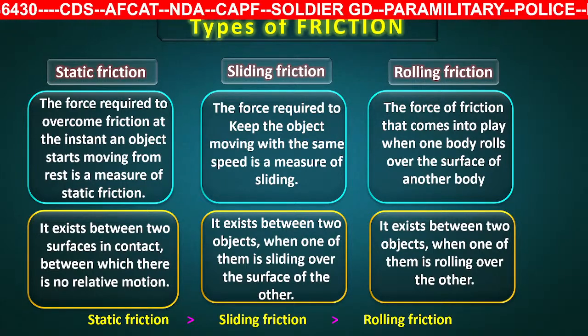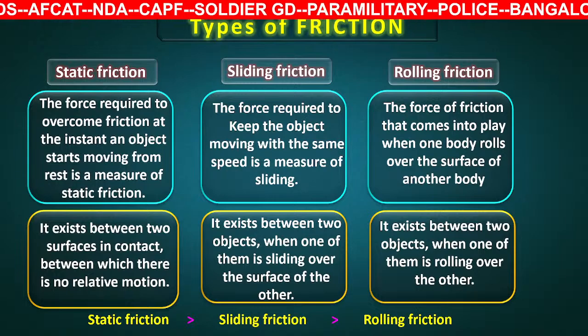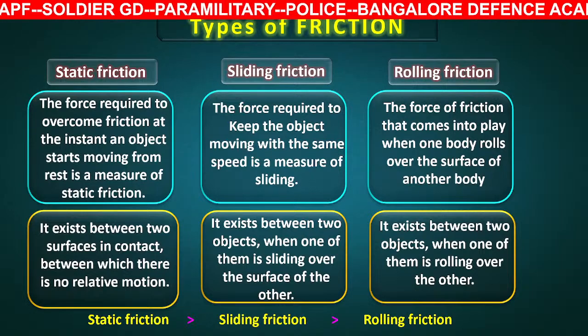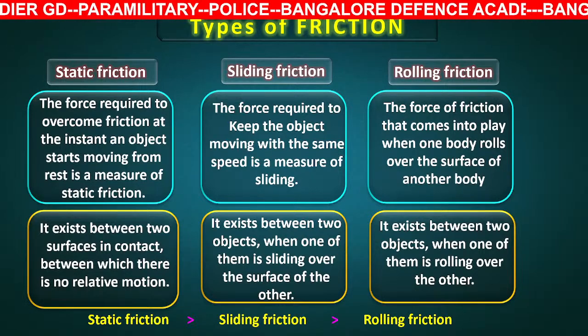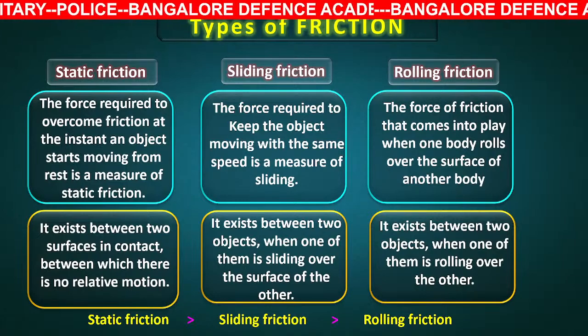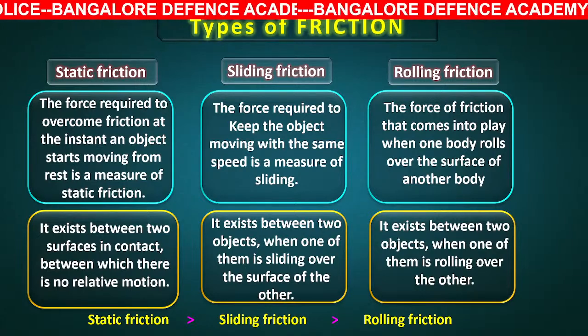See, they will ask you these things in exams. Take it now. Which is the largest friction here? Large amount of force required? Static friction. Least amount? Rolling. And what is the middle one? Sliding. Static is greater than sliding, sliding is greater than rolling.